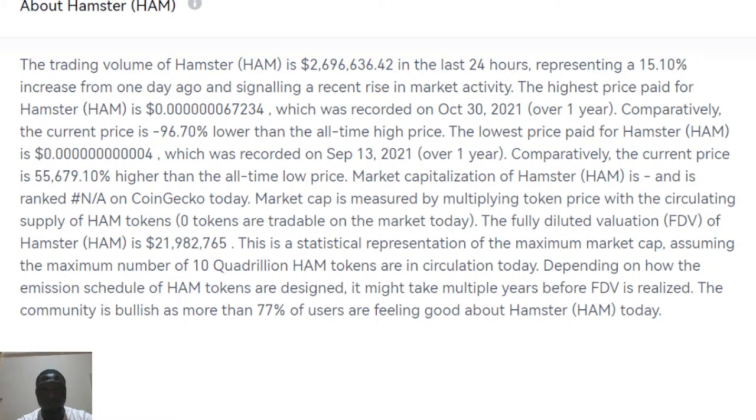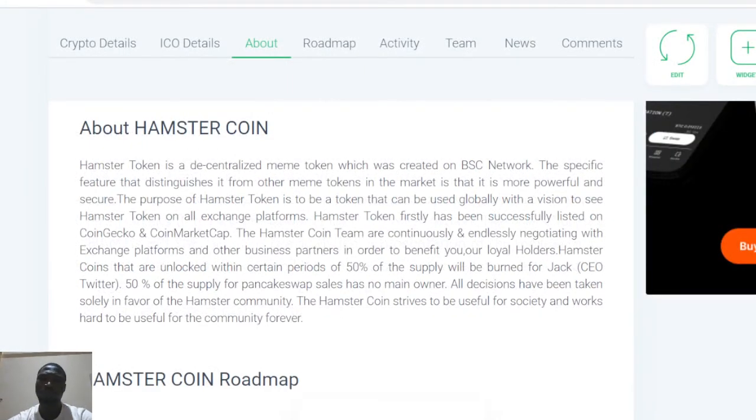It's very important that we take note of all those points when talking about a project like this, what we need to know about it, how we can go about it. So let's go into what this coin is. Let's get understanding about what this coin is really about.